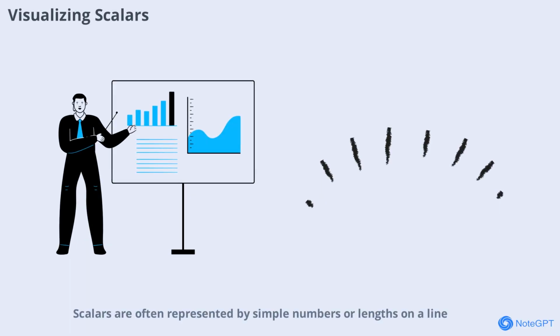Scalars are often represented by simple numbers or lengths on a line. For example, if you measure a distance of 5 meters, you can show it as a point on a number line. There's no need to specify a direction, just the amount. This simplicity makes scalars easy to visualize and work with, especially in basic calculations or when direction isn't important.